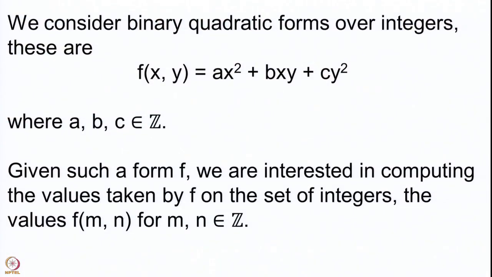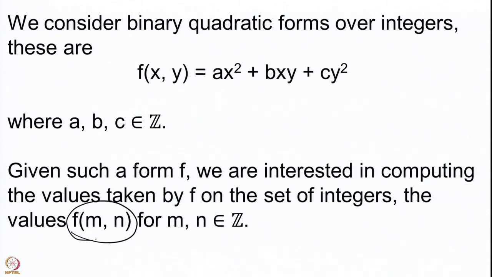We are not going to take higher order forms, we are not going to take forms in higher number of variables. These are enough for us, these are going to give us a lot of interesting properties. So, at the moment these are quite good for us. These are the forms that we are going to study, and given any such form f, the thing that we would like to compute is the set of values taken by this form f. So, given any such form, what we are interested in computing is the set of values f(m, n), where m, n are integers.